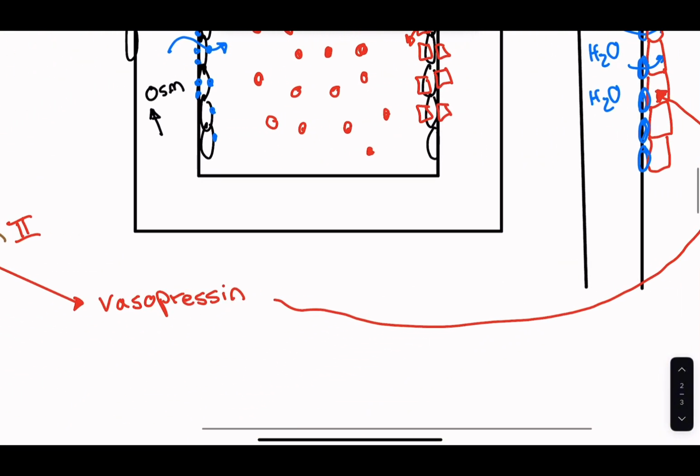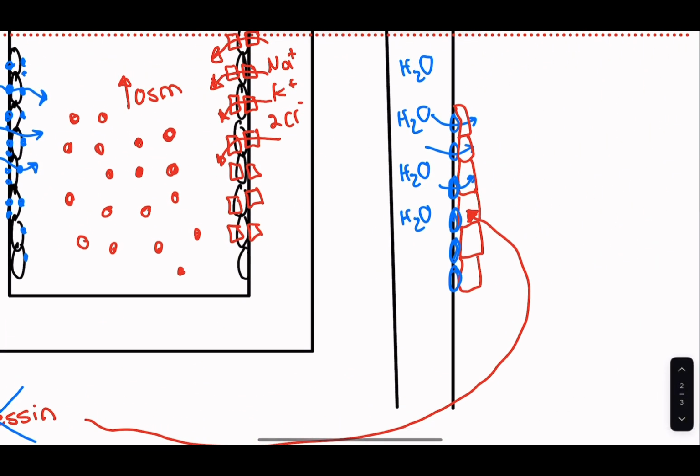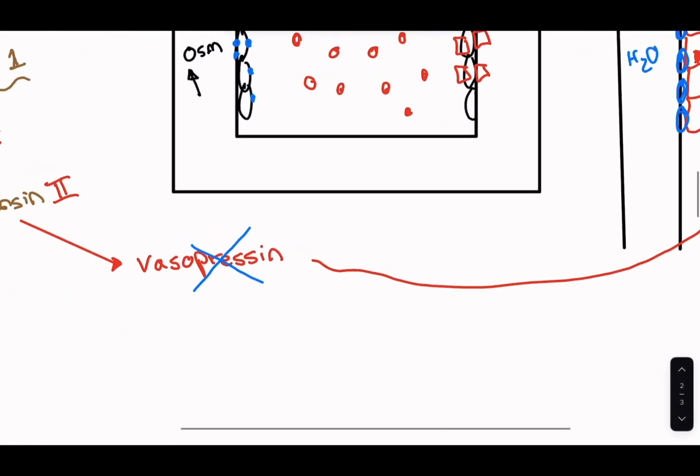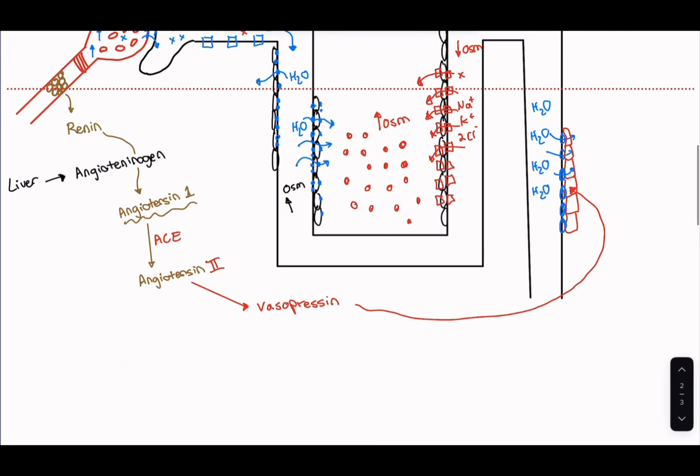If vasopressin is absent, you won't have any aquaporins present along this membrane. Therefore, you won't have any reabsorption of water from the filtrate into interstitial space. So vasopressin initiates the reabsorption of water from the collecting duct by initiating the presence of aquaporins on the apical membrane of those epithelial cells, which allows for reabsorption of water.